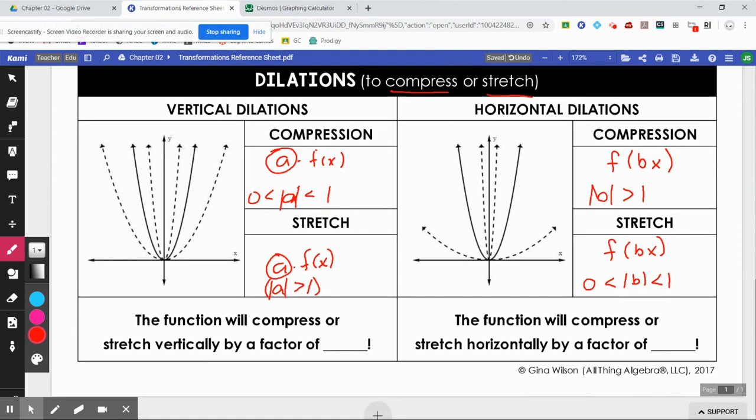So therefore, in our vertical dilations, the function will compress or stretch vertically by a factor of a. And in this case, your function will compress or stretch horizontally by a factor of not b, but 1 over b. You have to reciprocate it.